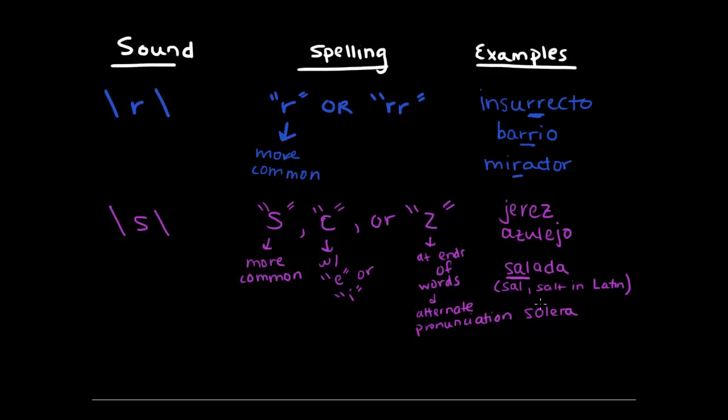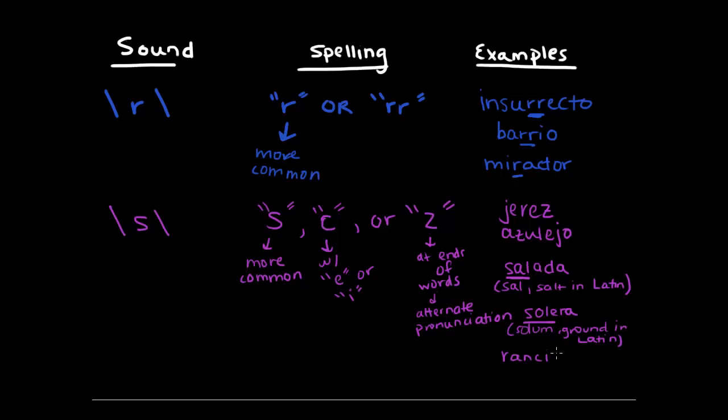Solera is another example. It's a wine-making system, and it comes from Latin solum, meaning ground or bare. So that would help you figure out it's an S, because you recognize the root solum. So that's how Latin can help, because its influence on Spanish is great. That can help you figure out if it's an S, and it could also help with the C.